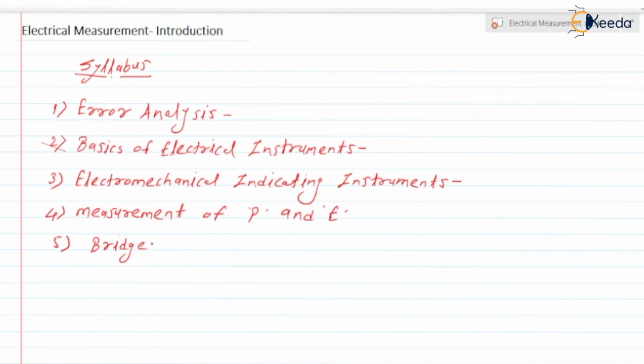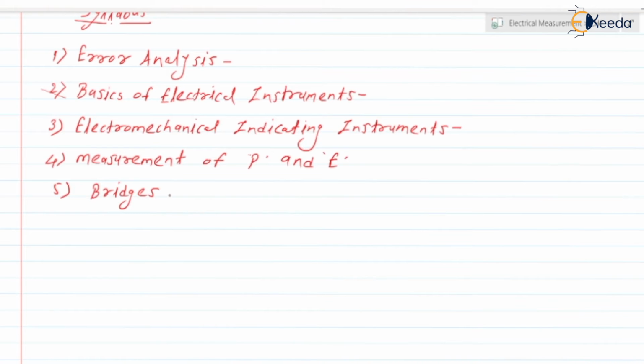The fifth chapter is bridge measurement, or we can write the bridges. A bridge is a circuit that is used for the measurement of the passive elements, that is the resistor, inductor and the capacitor. So we are going to discuss the different bridges in chapter number 5.